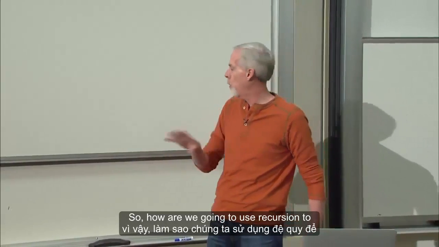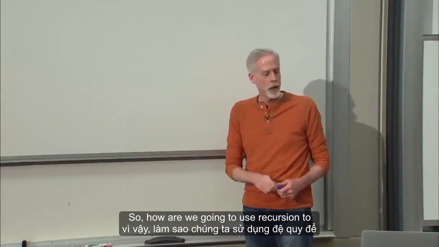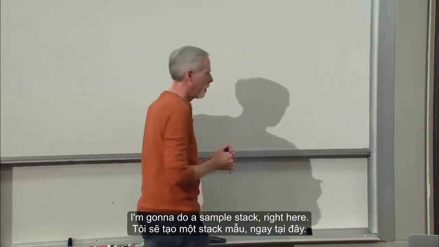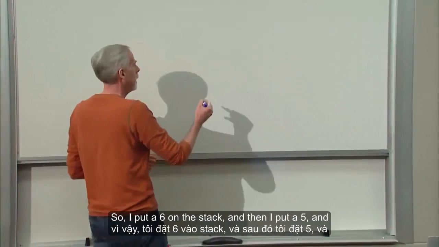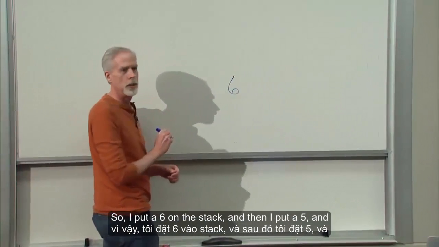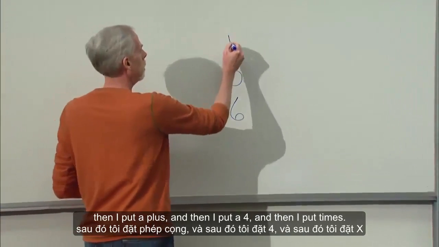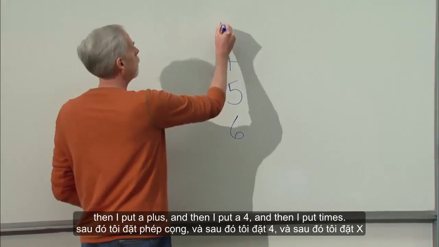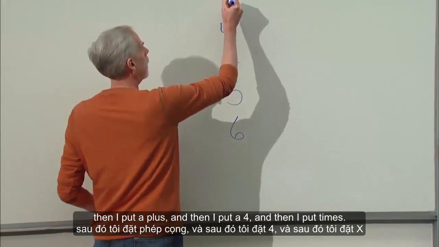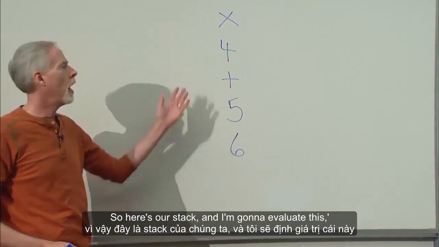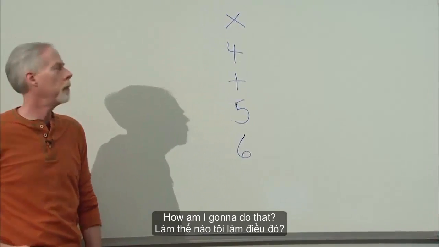So how are we going to use recursion to evaluate this stack? All right, looks like this. I'm going to do a sample stack right here. So let's say I put a 6 on the stack, and then I put a 5, then I put a plus, then I put a 4, then I put times. Okay, so here's our stack, and I'm going to evaluate this, and I'm going to use recursion.